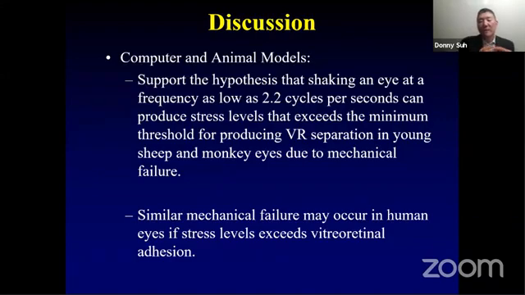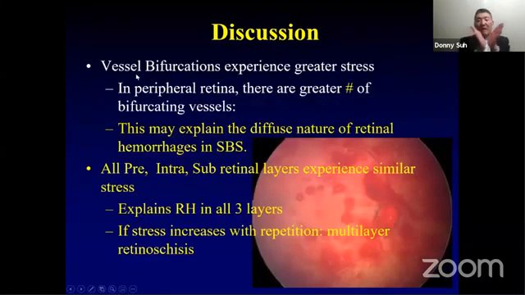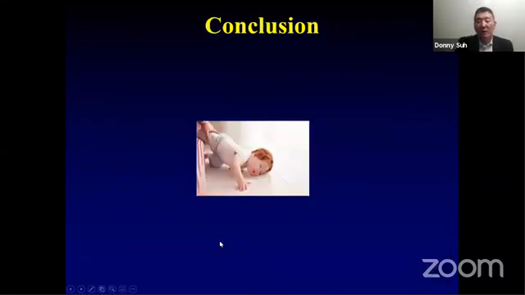And that similar type of mechanical failure can easily occur in human eyes if the stress level exceeds the vitreoretinal adhesions. Also, wherever there was a bifurcation, it experienced a greater stress. In the peripheral retina, of course, there's a greater number of bifurcating vessels. This explains the diffuse nature of the retinal hemorrhages in shaken baby syndrome. Also, the pre-, intra- and subretinal layers experienced a similar stress level, which explains why there are significant retinal hemorrhages in all 3 layers.